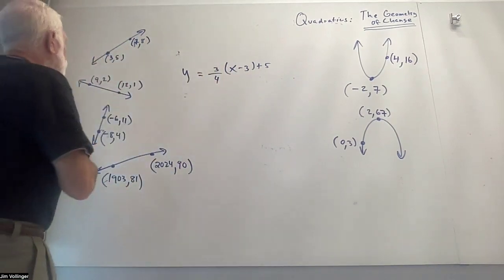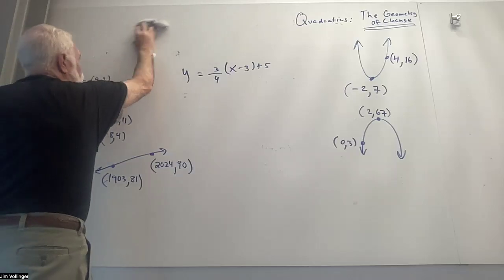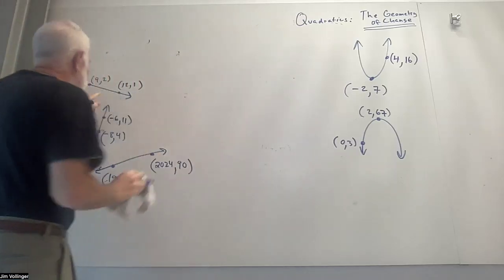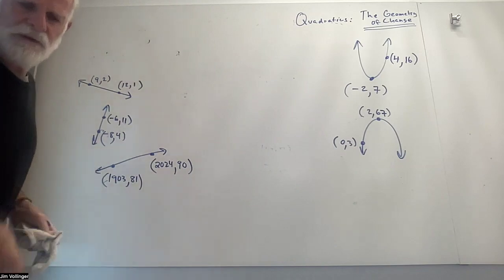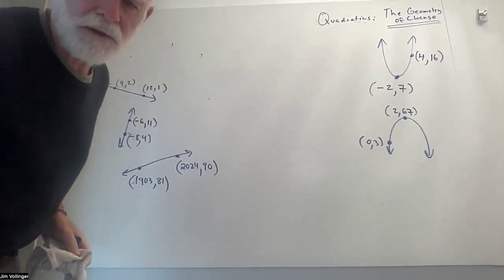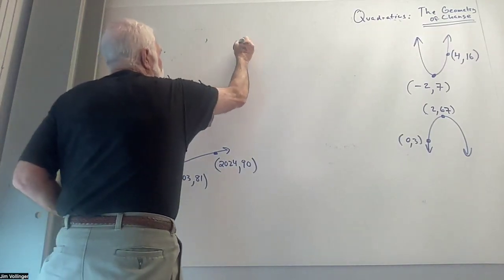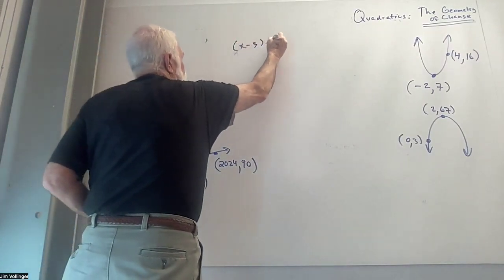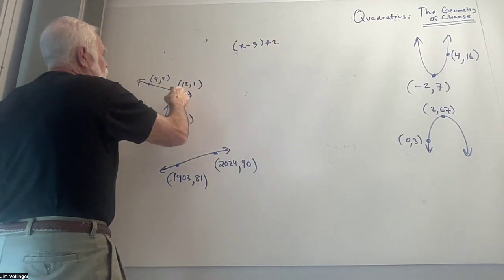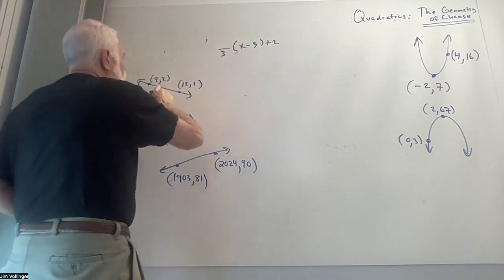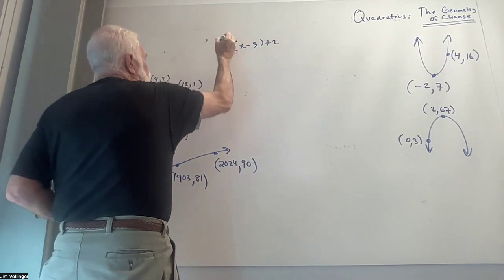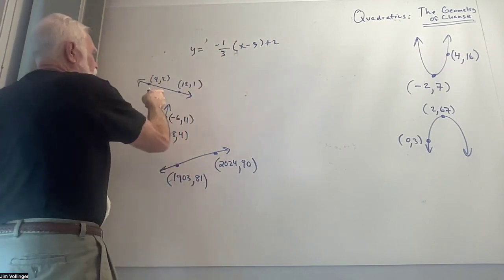So there's the first. I'll erase that equation and write right above this one. To make sure you can see this, I'll center it a little bit more. So I'm going to build off 9, 2. So x minus 9 plus 2. I'm going from 9 to 12, which is a change of 3, and from 2 to 1, which is down 1. And that's that equation.